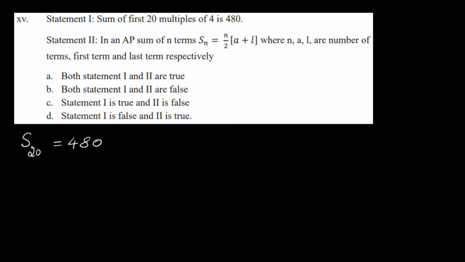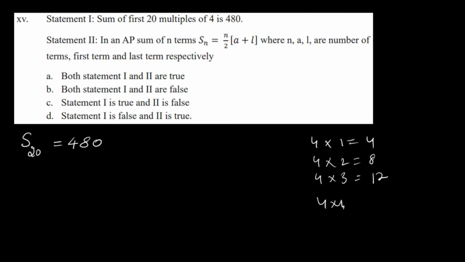Sum of first 20 multiples. See multiples. 4 into 1 is 4. 4 into 2 is 8. 4 into 3 is 12. 4's multiples we are doing, right?